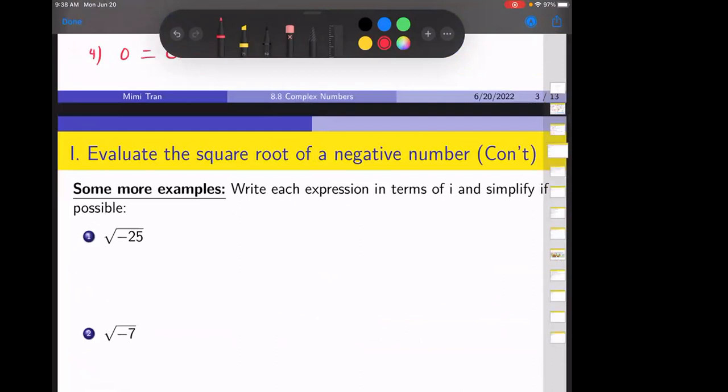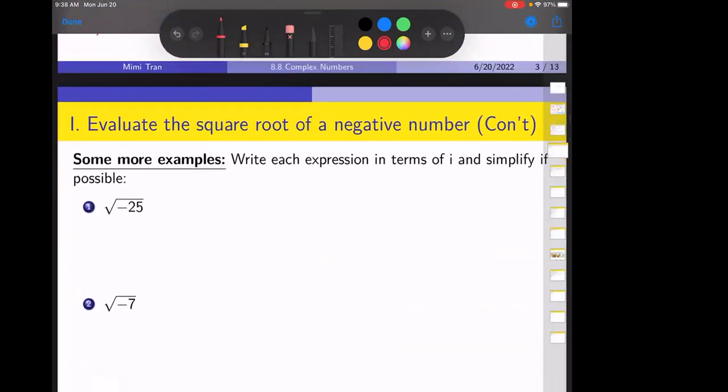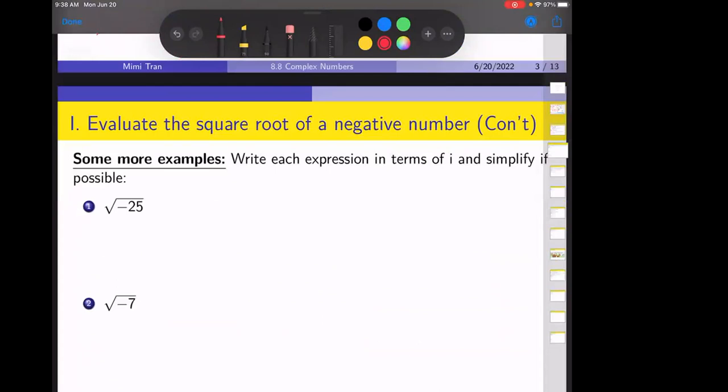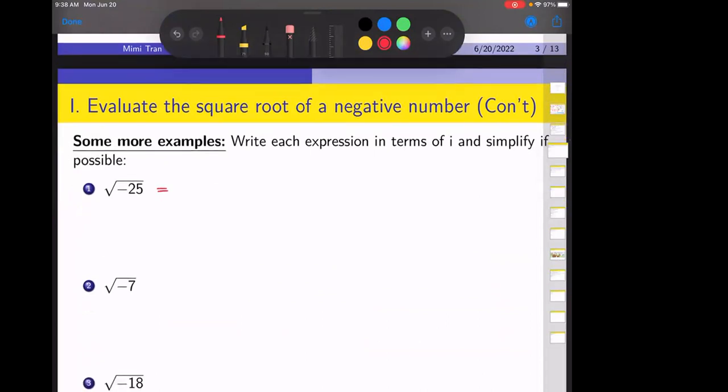All right, so let's see some more examples. Now you simplify. That's why we learn about radicals. Now you're not allowed to say not a real number anymore because you know about complex numbers. Square root of negative 25. Tell me the first step. What do you think I would write? I would split the negative: square root of negative 1 times square root of 25.